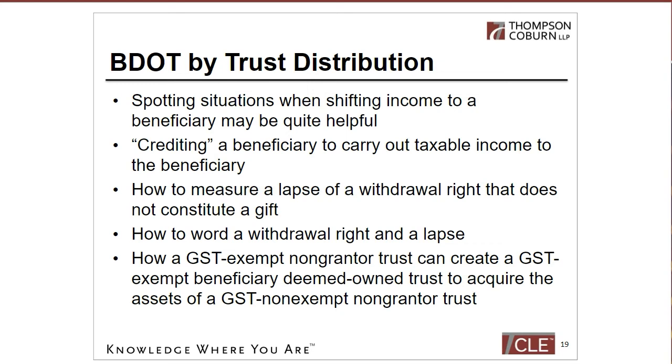And so 678A2, there's a lot of uncertainty as to whether it would apply or not. There's lots of favorable private letter rulings applying it, but I think there's enough vagueness in the language that you could take either position. But here, I'm not talking about a trust that has a withdrawal right baked into it. I'm talking about creating a withdrawal right.